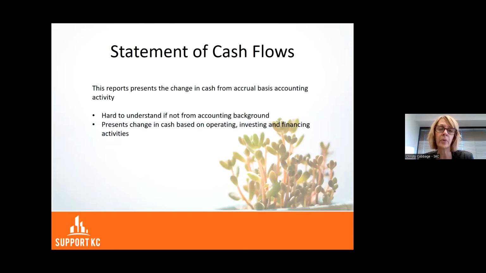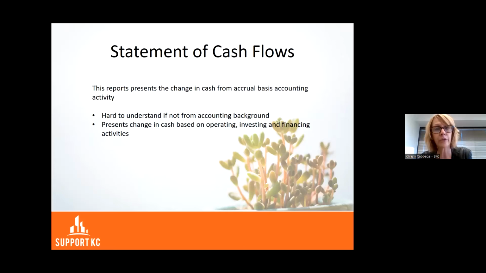And this report, if you can follow it, will show you how cash is being sourced and used. It is hard to understand if you're not from an accounting background, so having someone navigate that is good. And it presents a change in cash based on your operating activity, your investing activity, and financing activities.